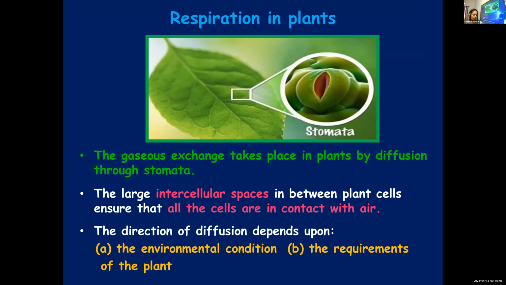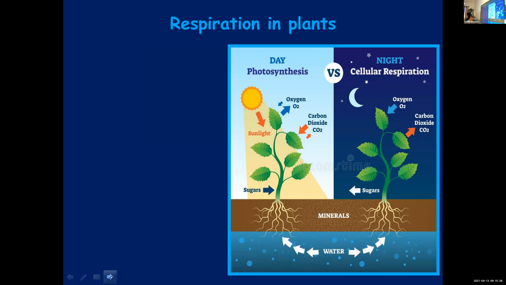Two factors are there. First one is the environmental conditions, the conditions of the atmosphere. And second, the requirements of the plant. What do plants need? Plant is running short of which gas? So the direction of diffusion depends on these two factors. If you have any doubt, you can stop me in between.